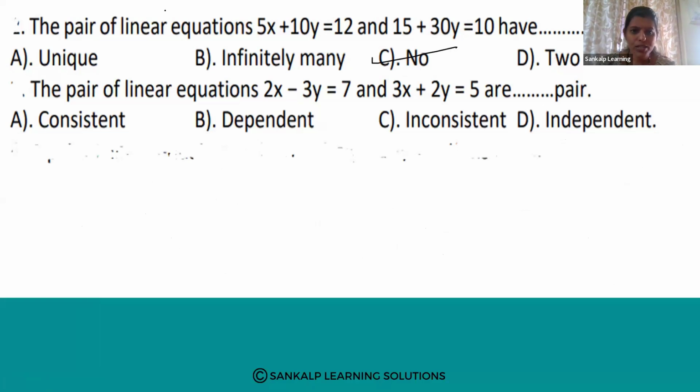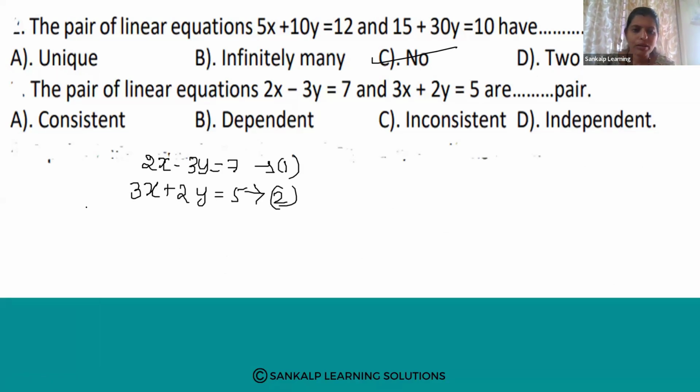Next, the pair of linear equations 2x minus 3y is equal to 7 and 3x plus 2y is equal to 5. Let us see what kind of pair it is, whether it is consistent or dependent or inconsistent or independent. See, the equations are 2x minus 3y is equal to 7 and 3x plus 2y is equal to 5. These two are equations, equation number 1 and equation number 2.